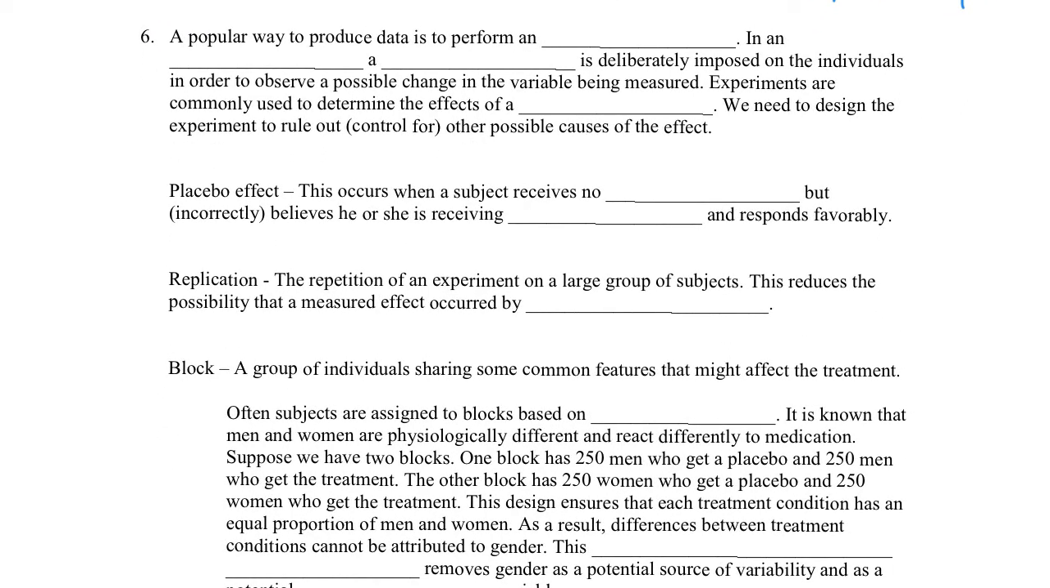The last one here is the one that's probably the most important. And this is a popular way to produce data. This is to perform an experiment. So in an experiment, a treatment is deliberately imposed on the individuals. And you do this in order to observe a possible change in the variable being measured.